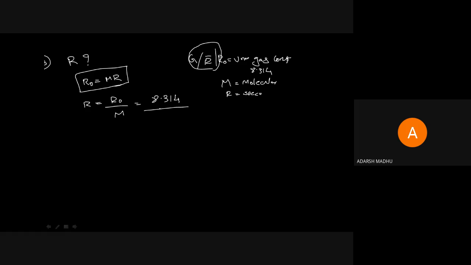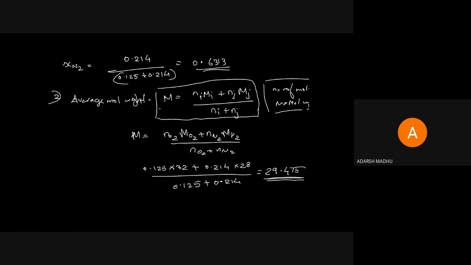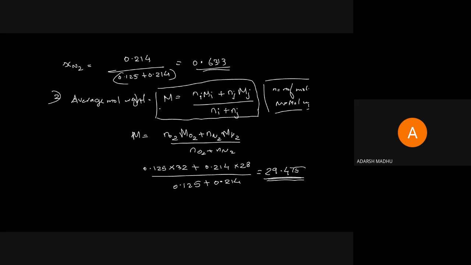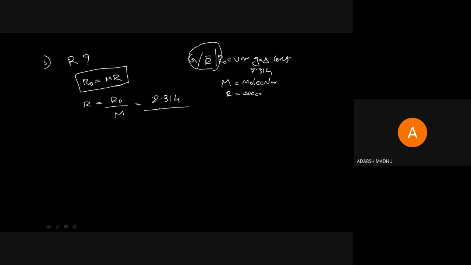That is why this equation exists. To find the average molecular weight of the mixture, you have an equation. You don't need to add the individual molecular weights to get the molecular weight of the mixture. The only way is to find the average molecular weight. You already found the average molecular weight, 29.475. You need to use this value to find the characteristic gas constant or specific gas constant.